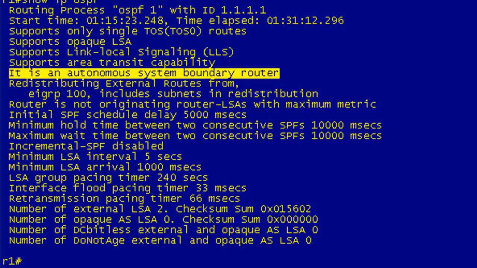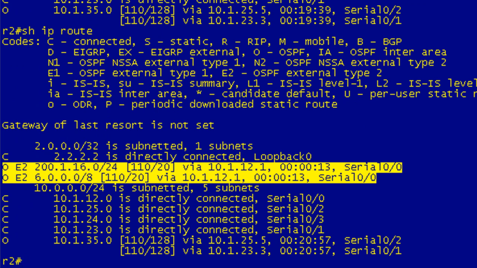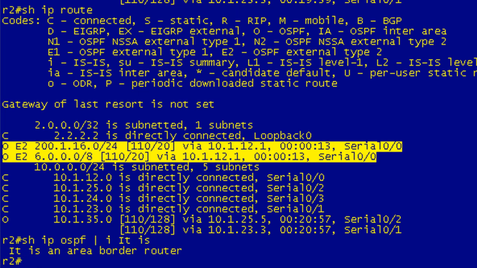Okay, I'm going to do one last bit here. I'm going to pop back down to R2. And if you remember from our diagram, R2 is an area border router. It's sitting between area 0, which is the backbone, and area 21 and area 24. So if I do a show IP OSPF and include "it is", you can see here, it is an area border router. What I want to show you here is that it can be both an area border router and an ASBR.